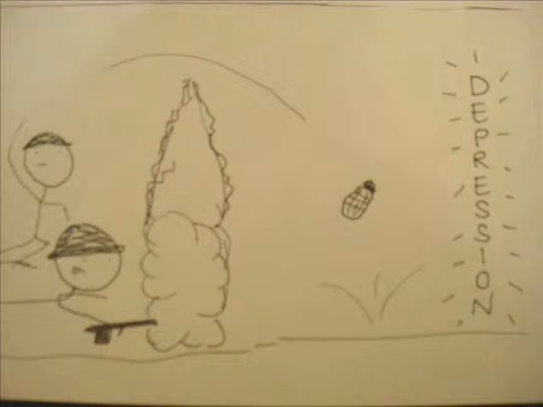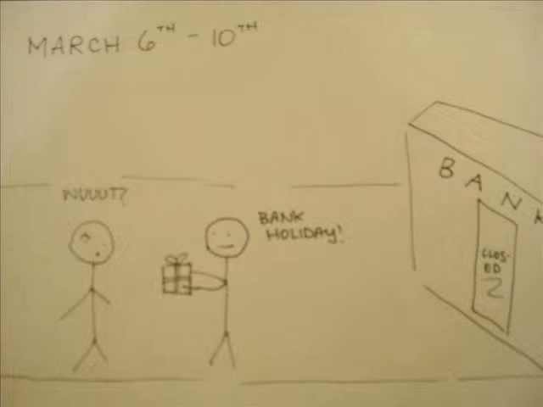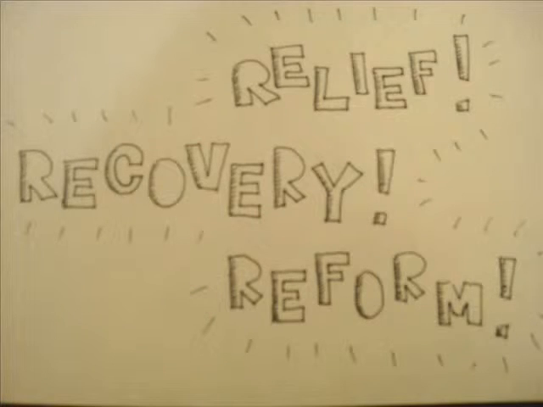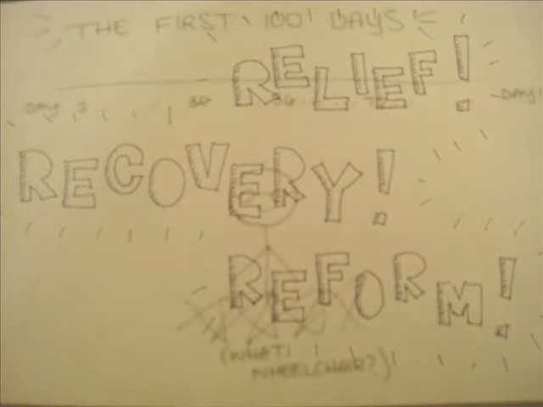FDR declared that we needed to handle the war on depression like a war with an enemy. March 6th through 10th became a banking holiday, in which banks were closed so they could be reopened securely. The New Deal advocated the 3 R's: relief, recovery, and reform. The first 100 days of FDR's presidency were ingeniously dubbed the first 100 days, where Congress and Roosevelt tried to lessen some of the damage.